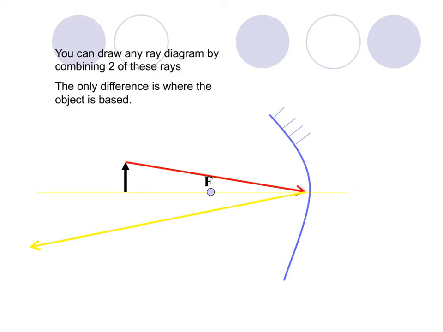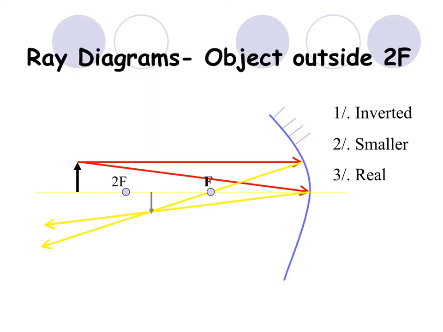The other ray that you need to learn about is a much simpler one. It's the one which looks like it's hitting a plane mirror. If it strikes the pole of the mirror, then it will be reflected so that the angle of incidence and the angle of reflection are exactly the same. They should be equal to each other. And if we put those two rays together, that's what we get.